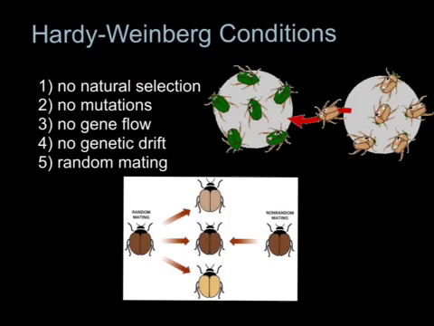And right here is a picture of a species with gene flow. You could see this beetle is trying to enter this population, and that's bad for Hardy-Weinberg. And here's random mating. This is bad, but non-random mating is good for Hardy-Weinberg.